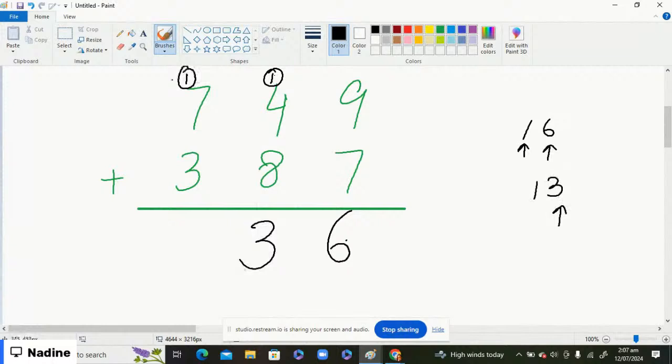Now 1 plus 7 plus 3. Everyone solved it right. Very well done. 1 plus 7 is 8 and 8 plus 3 is 11. So here we put down 11. So the answer is 1136, and that is the answer we get.